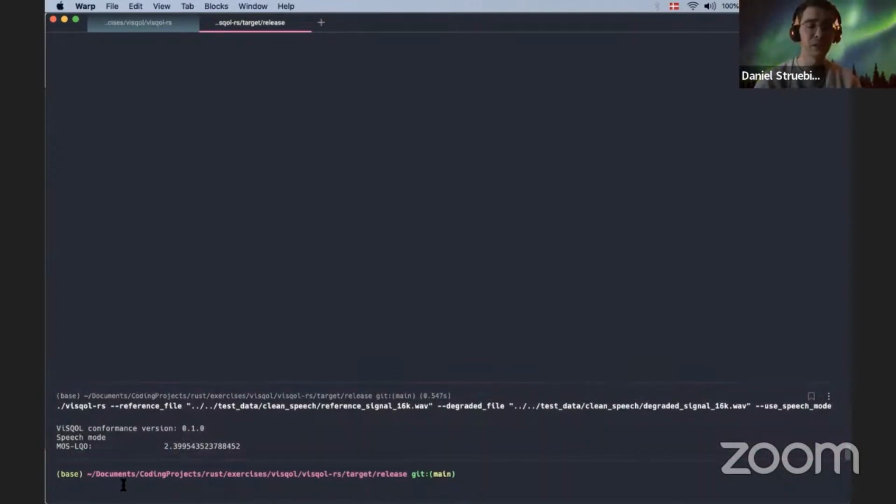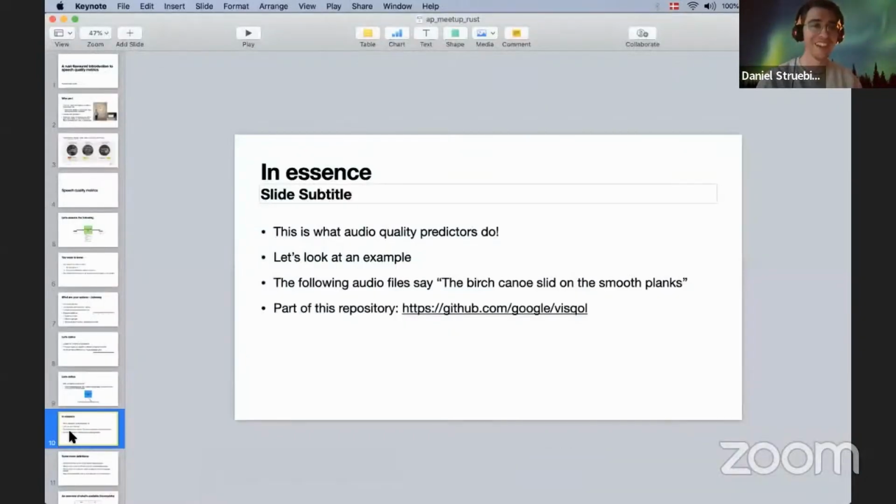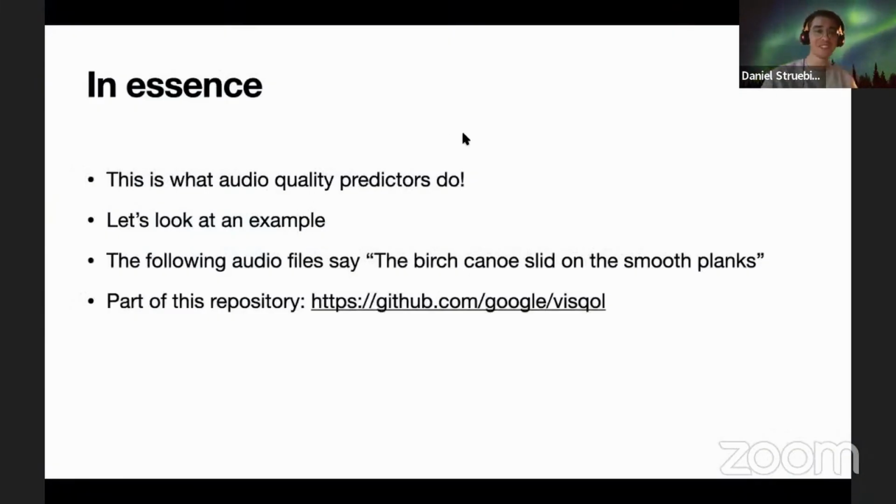And this just goes to illustrate how these speech quality metrics work. And I hope that I haven't lost you yet. So this is what audio quality predictors do, and we've just looked at an example of speech which has been band limited after some processing step, and this is what they do.